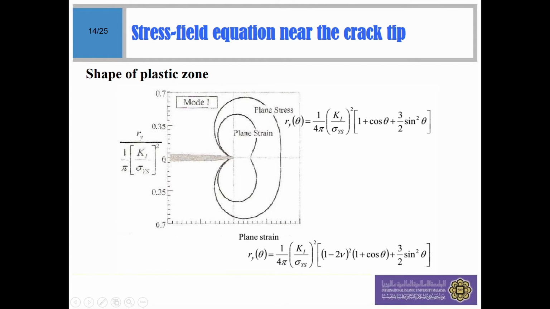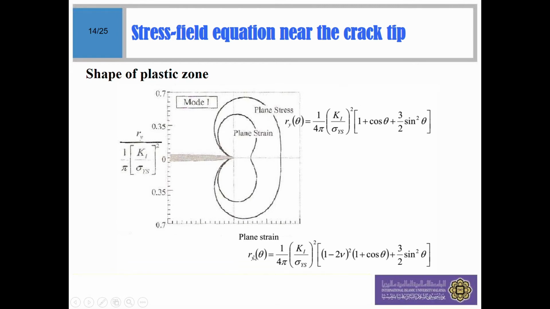You need to represent this in terms of two planes. Either it will be plane strain or plane stress. How could we determine this? If I want to calculate for Ry theta for plane stress, I need to use this equation.